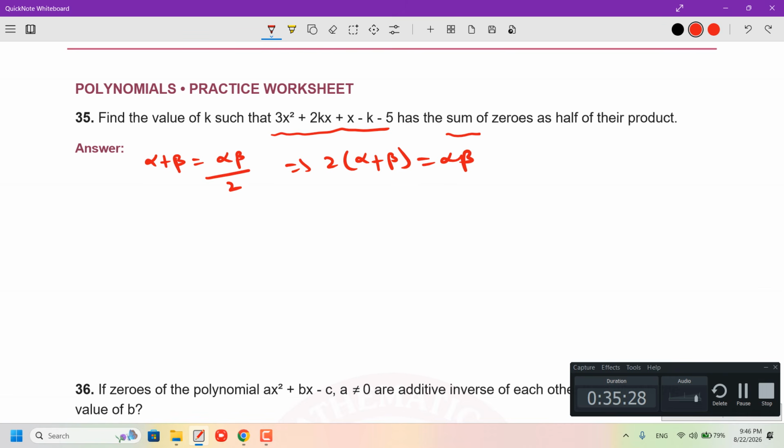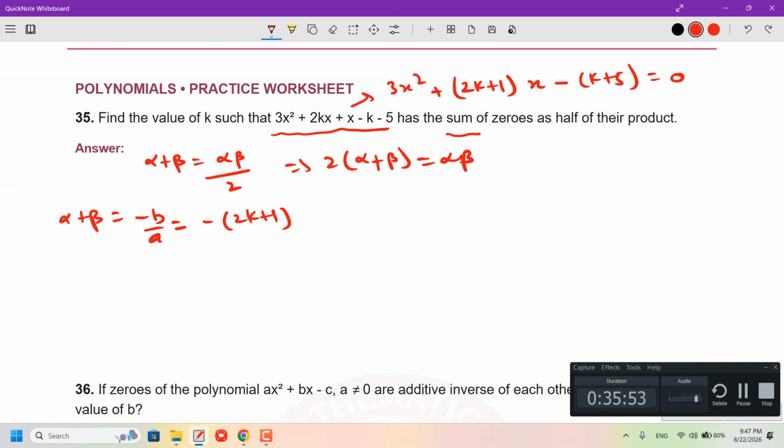So alpha plus beta का वैल्यू minus b by a, that one is minus b by a. इसको आप अगर ठीक से लिखो तो 3x² + (2k + 1)x − k + 5 = 0. So minus b by a is minus 2k plus 1 upon 3, and alpha into beta is equals to c by a, which is minus k plus 5 upon 3.